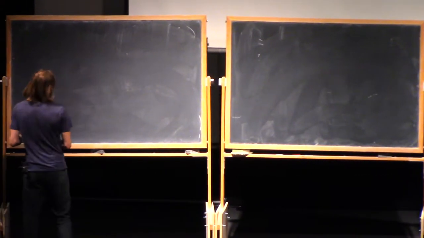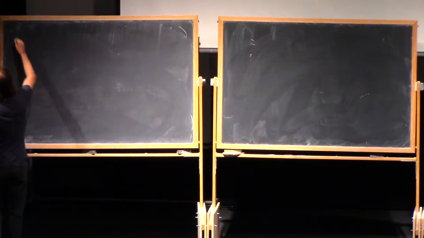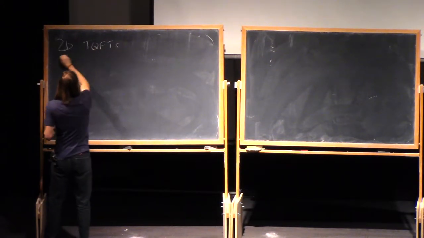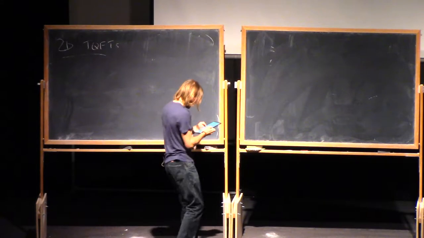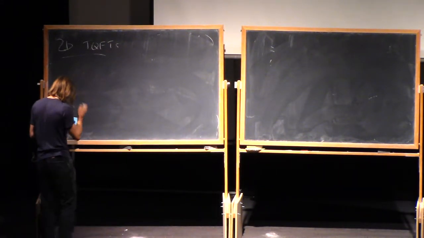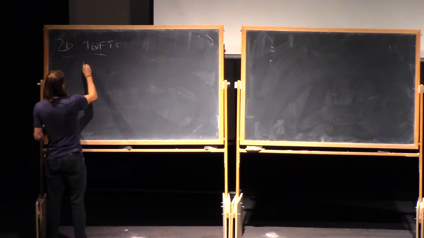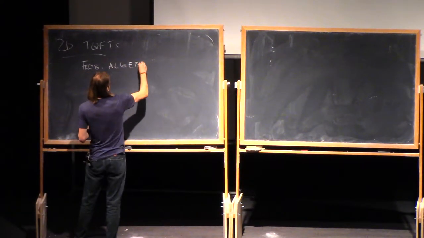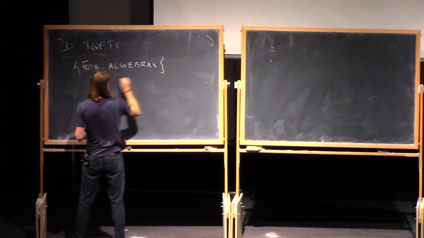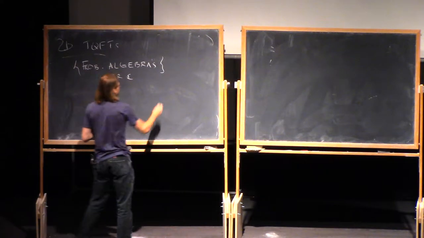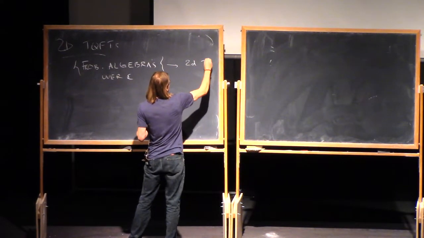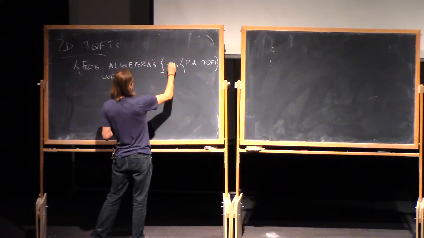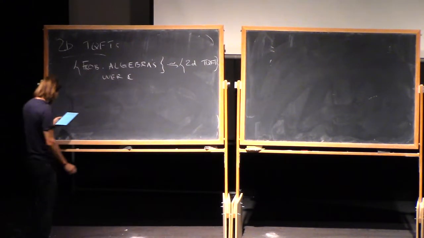Before proceeding to three dimensions, as a warm-up, consider two-dimensional TQFTs. This was briefly mentioned by Ciprian. There is a statement that if I take a Frobenius algebra, now here I consider algebras over C, this produces a 2D TQFT. And this map is actually a one-to-one correspondence.